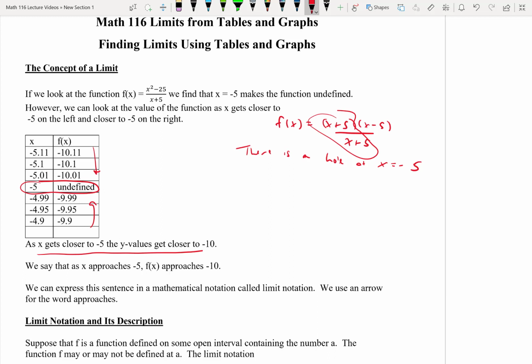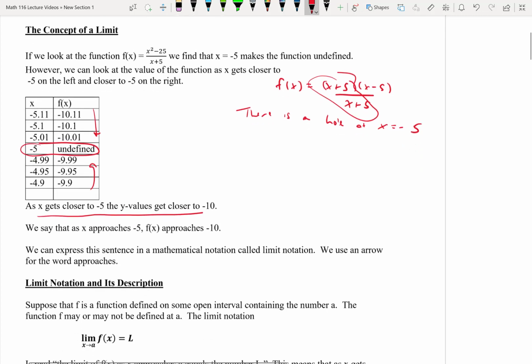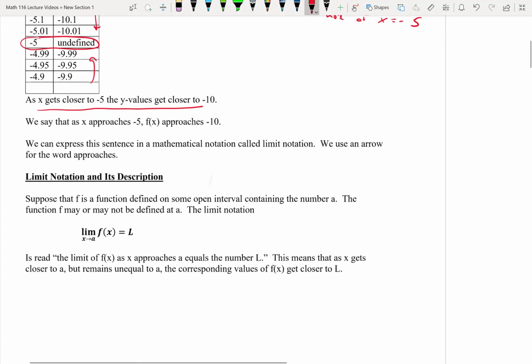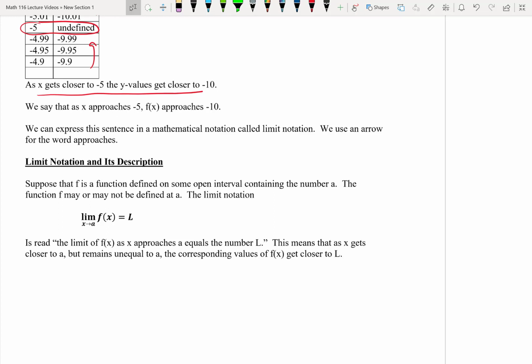And we can express this sentence in a mathematical notation called limit notation. We use an arrow for the word approaches. So suppose that f is a function defined on some open interval containing the number a. The function f may or may not be defined at a, and the limit notation, as you see displayed, is read, the limit of f of x as x approaches a equals the number L. This means that as x gets closer to a but remains unequal to a, the corresponding values of f of x get closer to L.